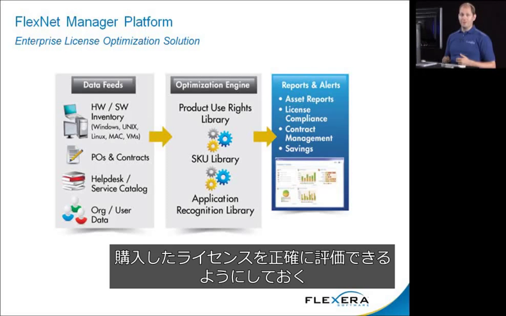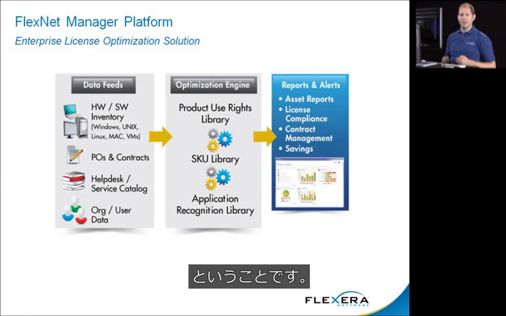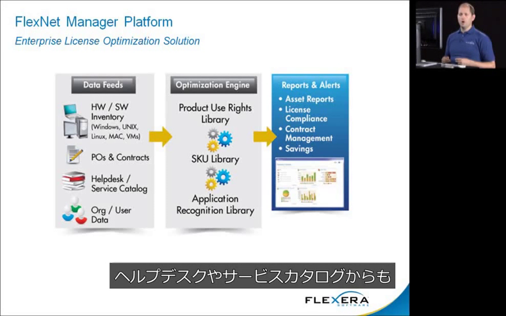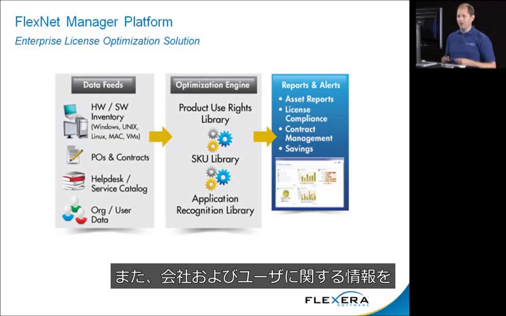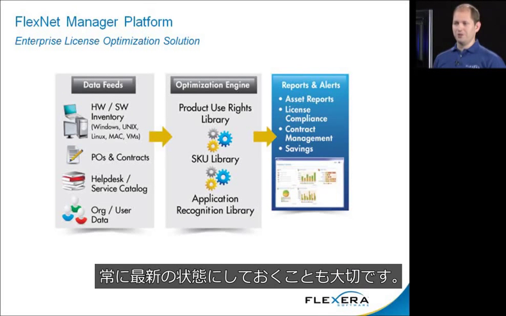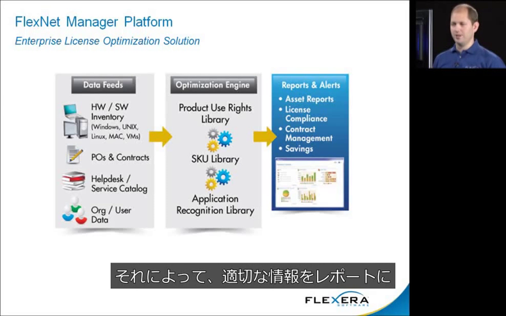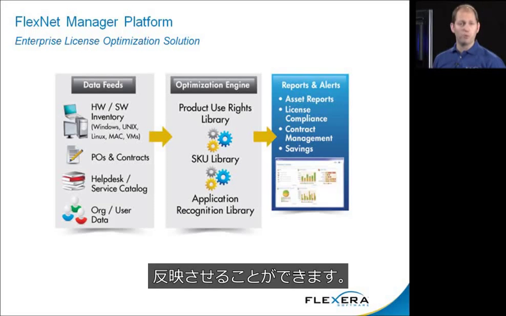Also, the help desk or service catalog might have some useful information representing the relationships between machines in your environment, or perhaps to who those machines belong, and accordingly help you map the expenditure on that software to that part of the organization. And speaking of the organizations, it's good to have the clean, most up-to-date user and org data in the system as well, and that will help you drive the information that you want for reporting.